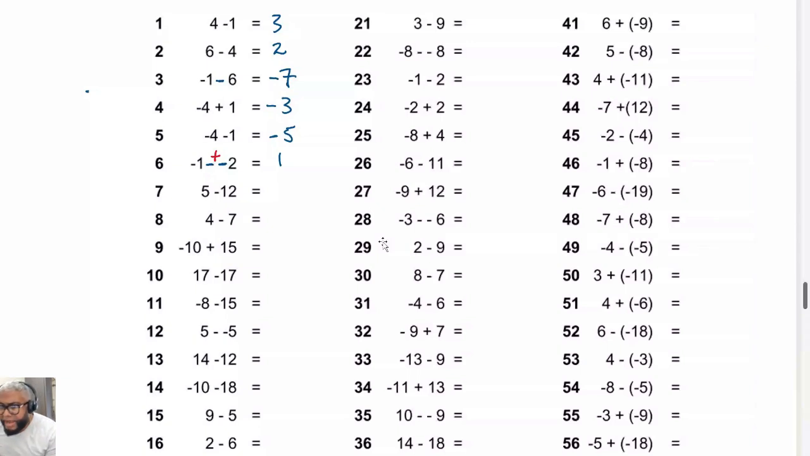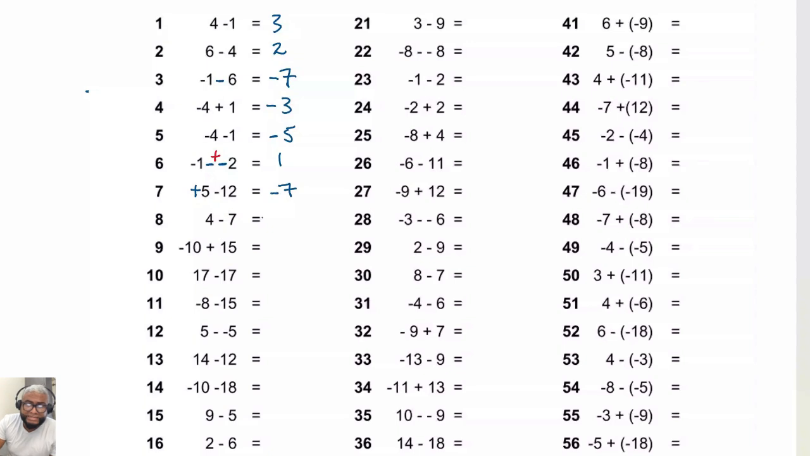Ramdas, next one. 5 minus 12. What do I do here, Ramdas? Since the two signs are a positive and a negative, you subtract, because positive is understood in front of the 5, right? So take the smaller number from the larger number. So take 5 from 12. What will you get? 7. And keep the sign in front of the bigger number, which will be 12.